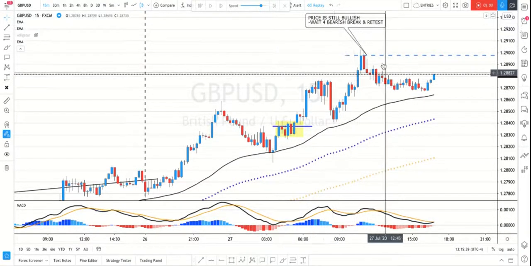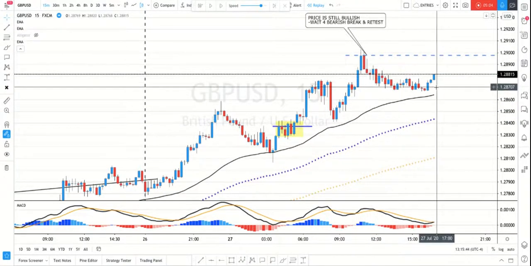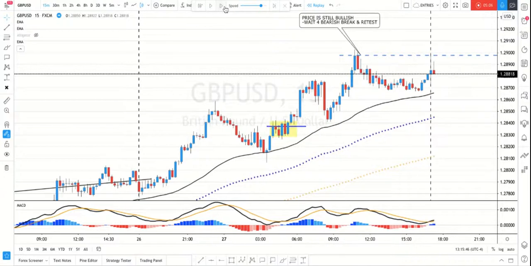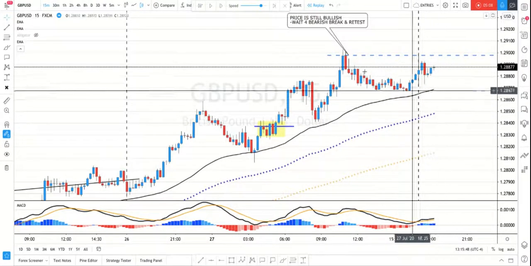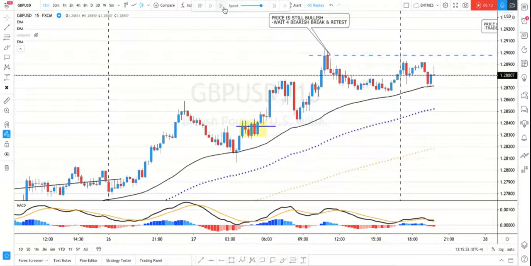But I need for price to break and retest this zone. Reason being, after it bought up, it retested back below. It pulled back, but as it pulled back, it didn't pull back deep enough into my EMAs. So it's telling me that there's still bullish momentum left and it's not done.